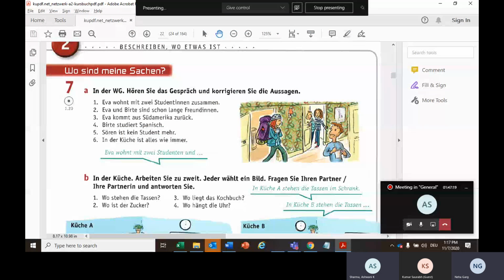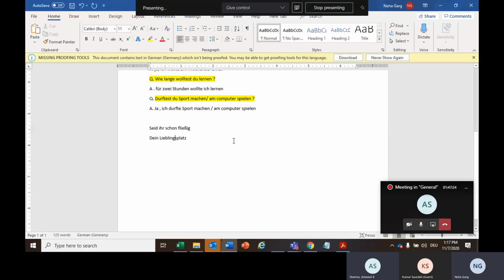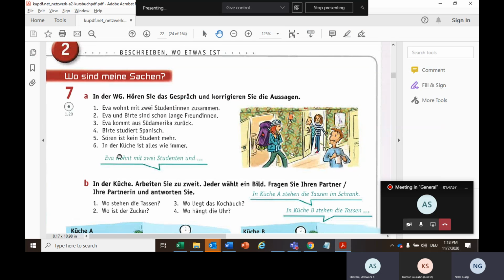Then Eva mentioned here, alles sieht ganz anders aus. So this was the main statement here. Aussehen, separable verb, that means to appear or to look. So she's saying here everything looks different, ganz anders, totally different. So in the kitchen, everything was not the same as always. They might have made some changes in the kitchen. So this is again a wrong statement.